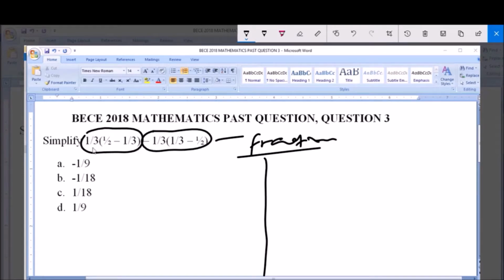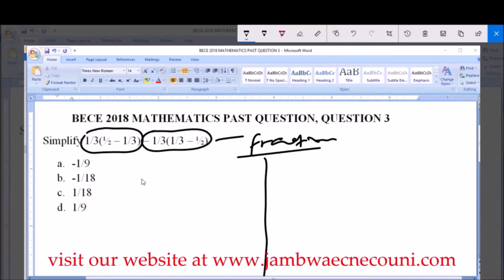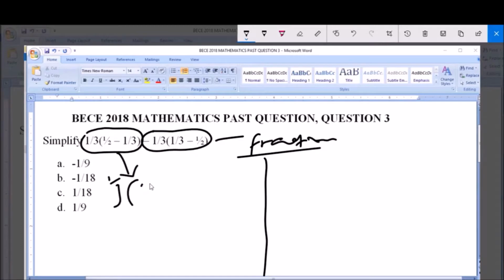We have 1 all over 3 into brackets 1 over 2 minus 1 all over 3, close brackets, minus 1 over 3 into brackets 1 over 3 minus 1 over 2, close brackets. Now let's pick this first part. The first part here, we have 1 all over 3 into brackets 1 over 2 minus 1 all over 3, close brackets. That's the first part. Now let's deal with this brackets first of all. So in the brackets we have 1 all over 3.